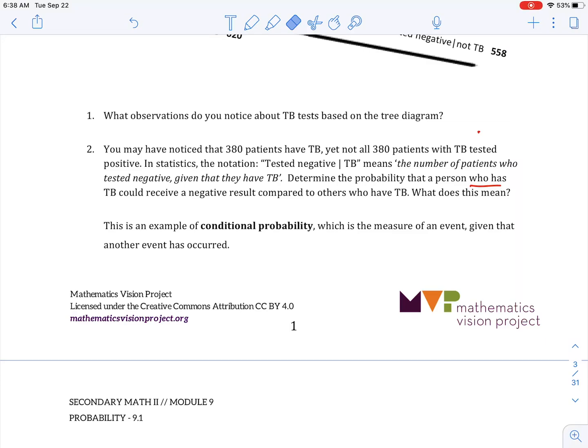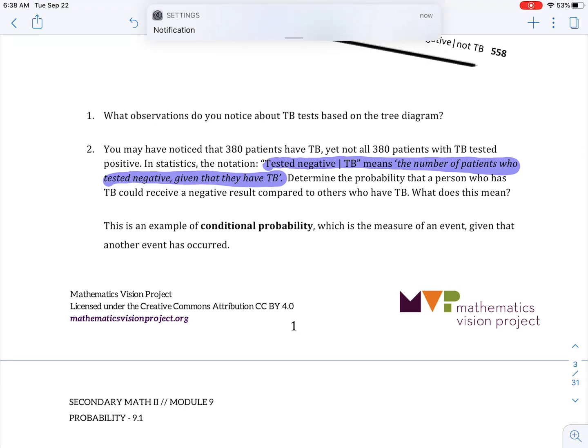Okay, I wanted to make a video on the 9-1 set, but first I wanted to talk about something that was introduced yesterday in the 9-1 task, and I want us to look right here. We talked about this briefly, and I find that this notation can be really tough for people to understand. So this says tested negative / TB means the number of patients who tested negative given that they have TB.